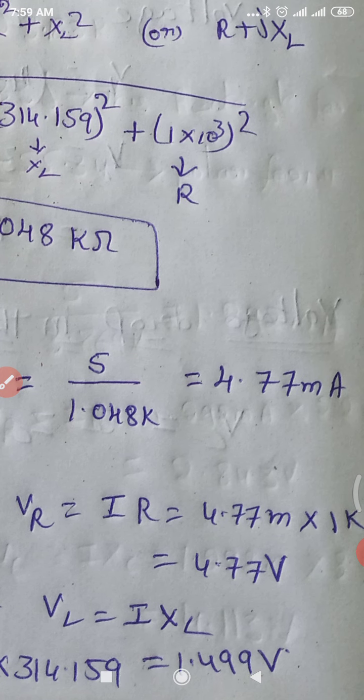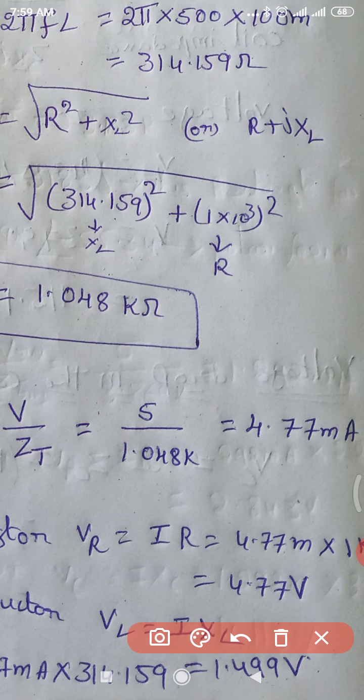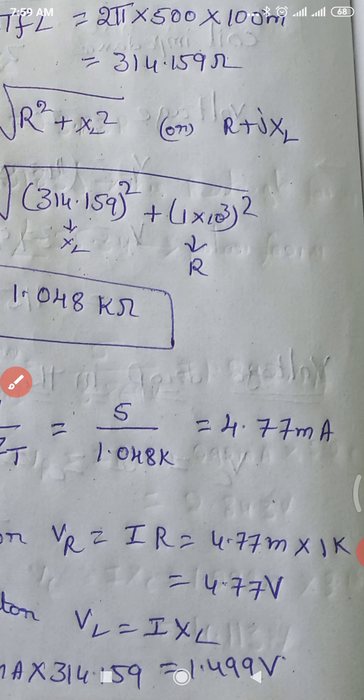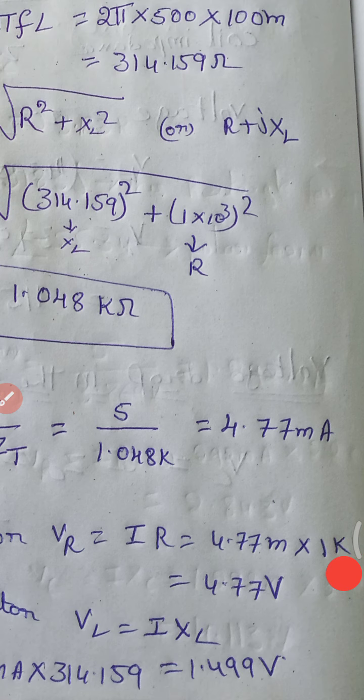So for calculation of the VR, I into R. That means I we already calculated as 4.77 milliamperes, and R is given in the problem as 1 kilo. So finally we substitute all these values, and we get that VR is equal to 4.77 volts.